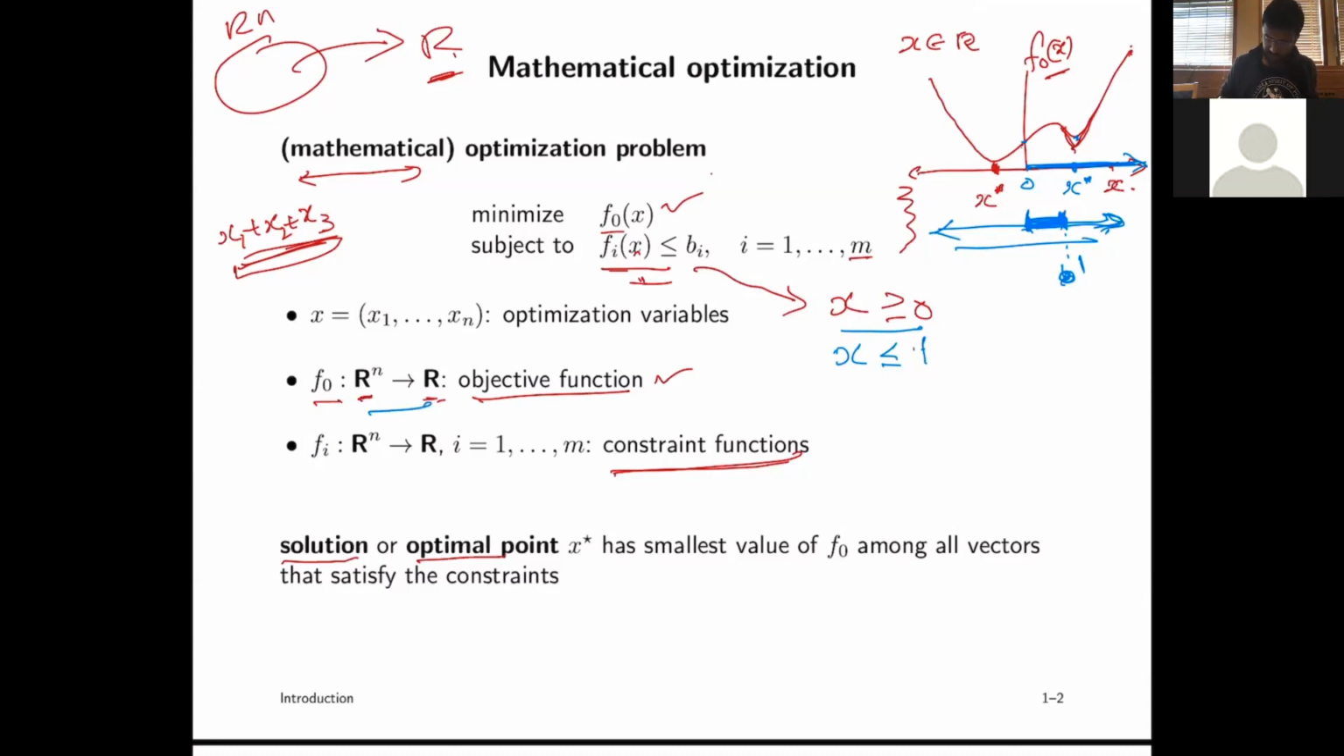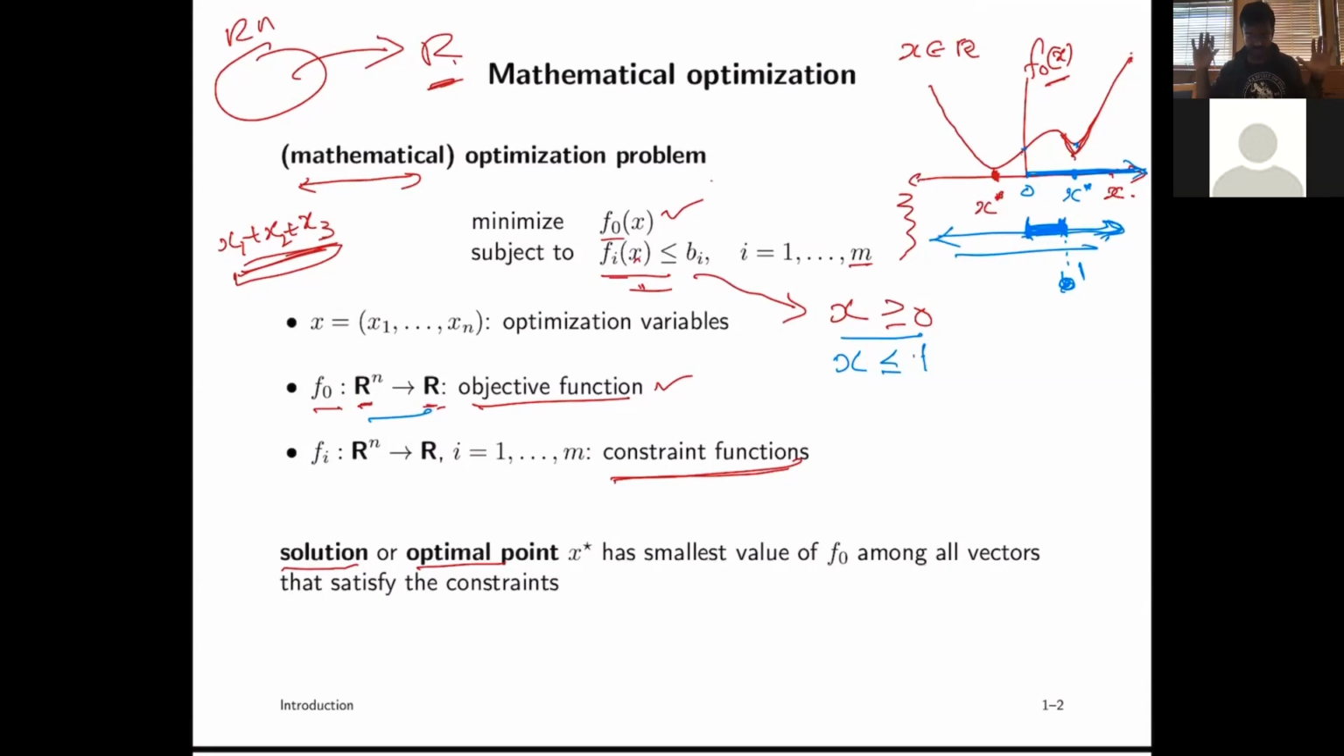So I think this point is clear. Now this is a very general framework which we use throughout the course. We have an objective function and a constraint.